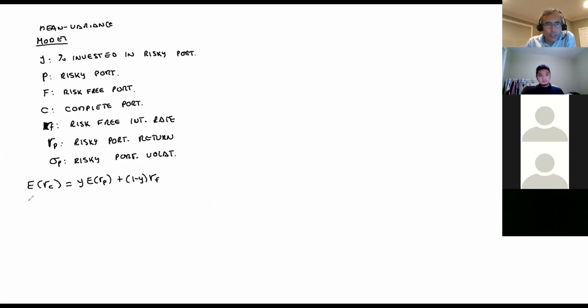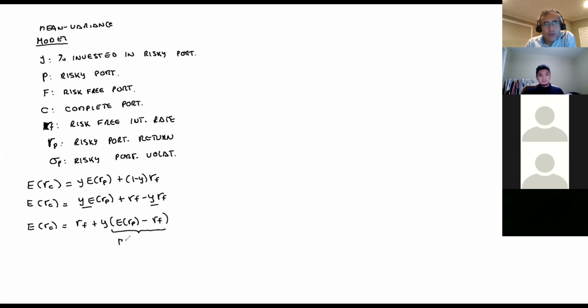Okay, so I will rewrite this one a little. The expected return of my complete portfolio is going to be equal to Y E(r_P) plus RF minus Y RF. So these two have a common factor. Basically my main equation, guys, is going to be RF plus the common factor Y times E(r_P) minus the risk-free. How do we call this one here? This is what is called, guys, the risk premium. And this is going to be my equation number 1.